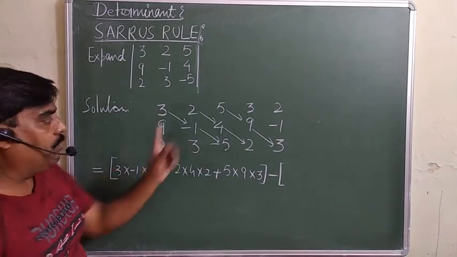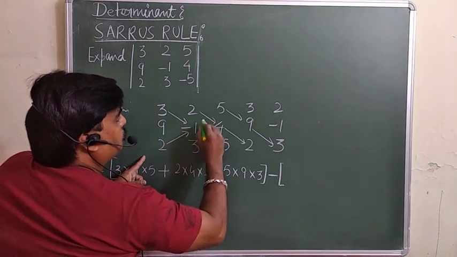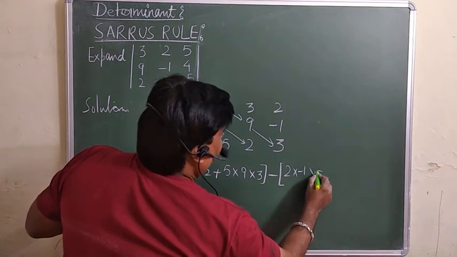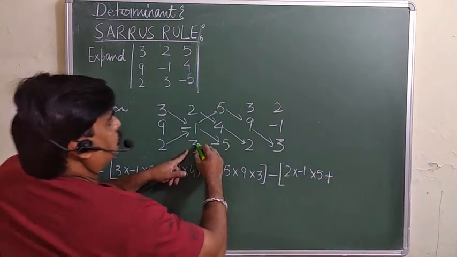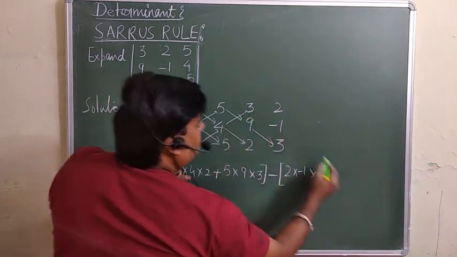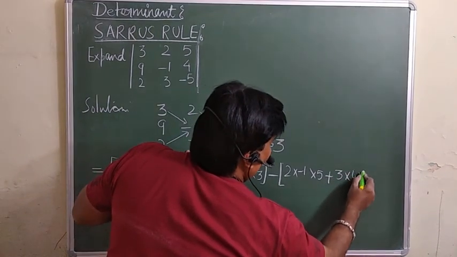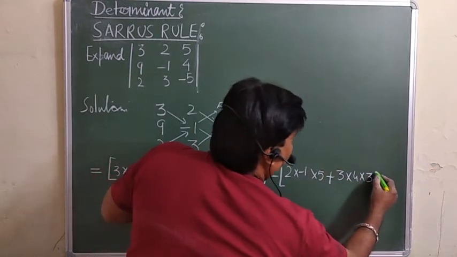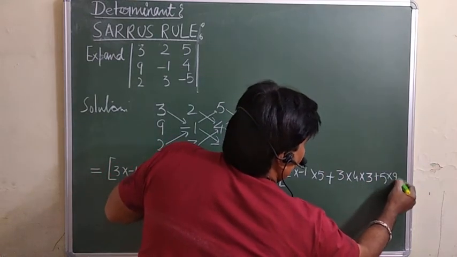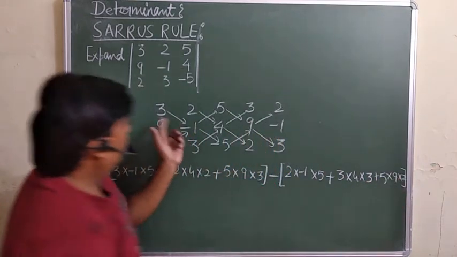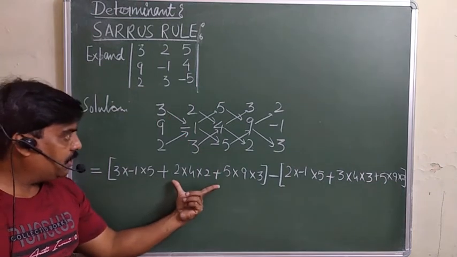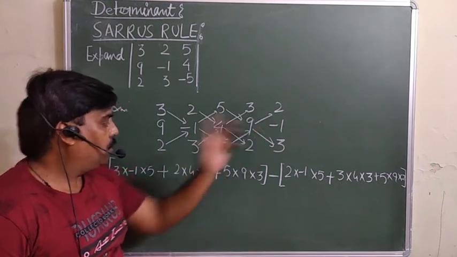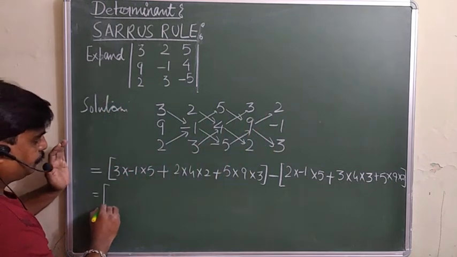From down to up we will go, like 2 into minus 1 into 5 plus 3 into 4 into 3, and then 5 into 9 into 2. Means up to down we are supposed to add them. From the sum of these three you are supposed to subtract all these three only.